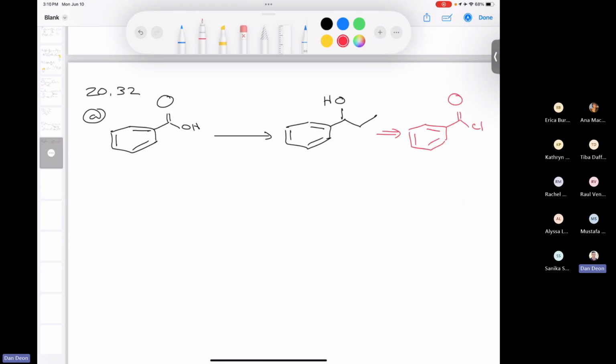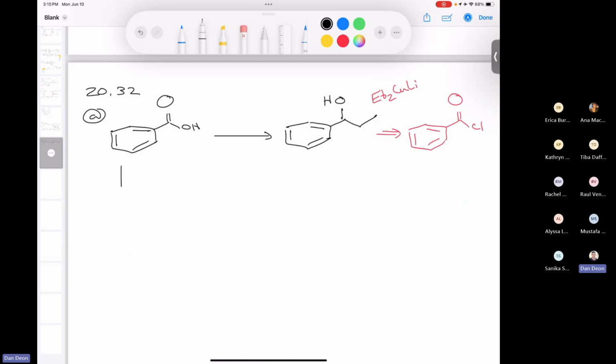In that case, we can add the ethyl cuprate, so that would be the lithium diethyl cuprate ion, and that's going to give us the ketone, right? Because we're only going to add one ethyl group, but then we can just reduce the ketone to an alcohol using sodium borohydride or lithium aluminum hydride. If you don't follow me, let me show you what I mean.